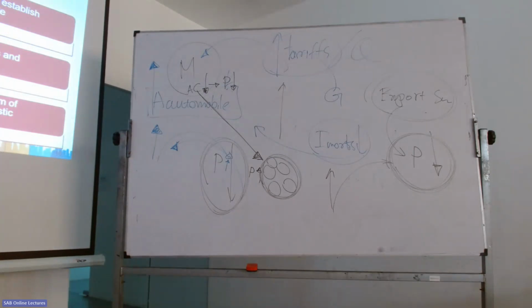These are the three reasons why protectionist policies are needed. One is to protect infant industries, the second is to protect strategic industries, and the third is to protect local industries against import dumping.